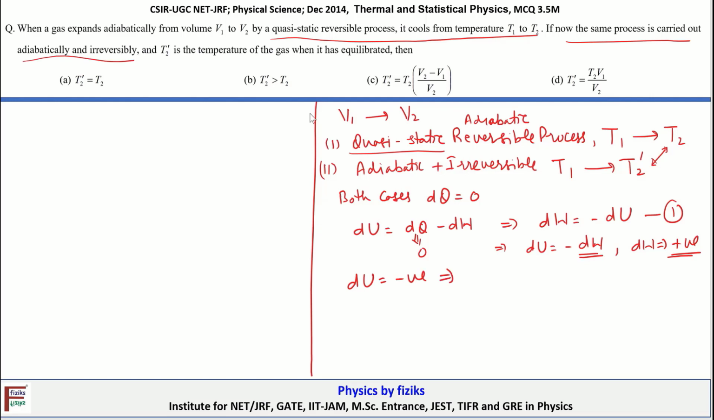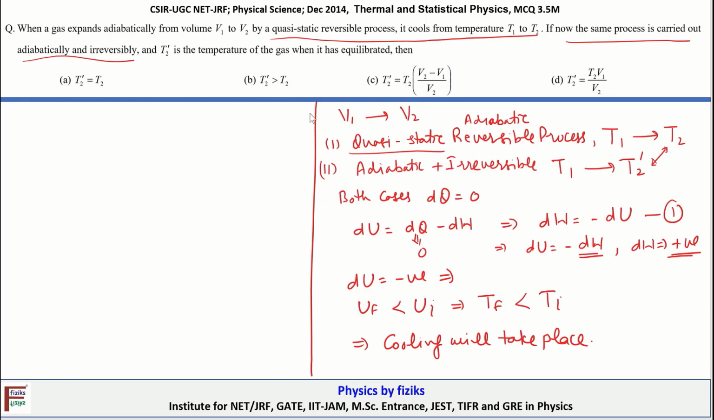This implies that U final is smaller than U initial. The final internal energy is lower than the initial internal energy. This implies T final is lower than T initial. So in both cases, whether it's a reversible adiabatic process or an irreversible adiabatic process, it will lead to cooling. But now the question is, in which case will more cooling be produced? Let's try to figure it out.